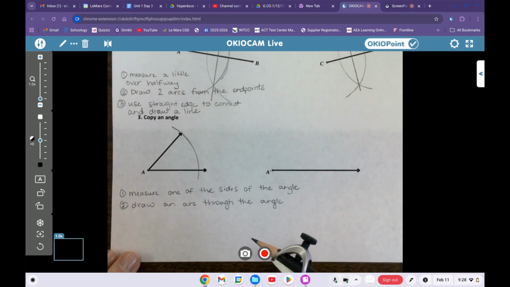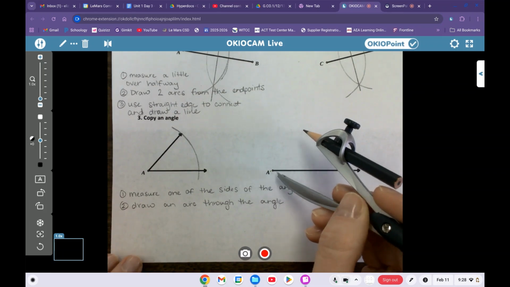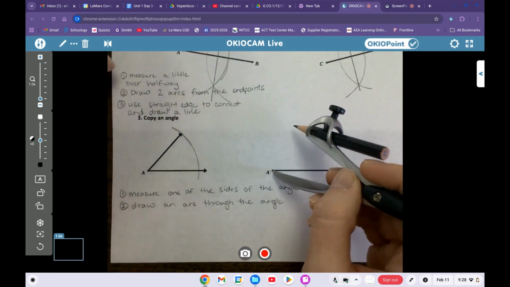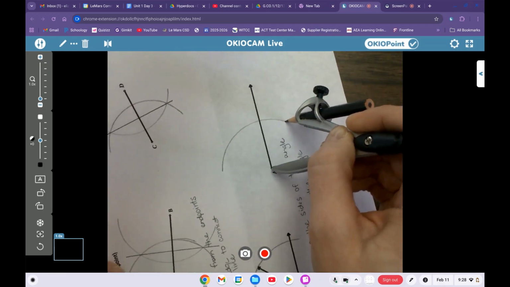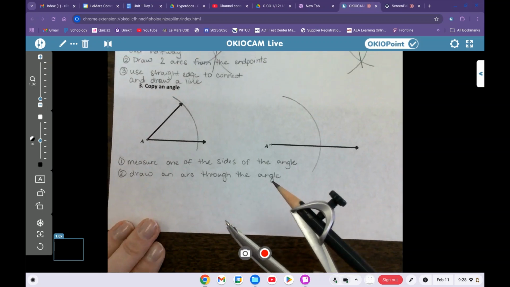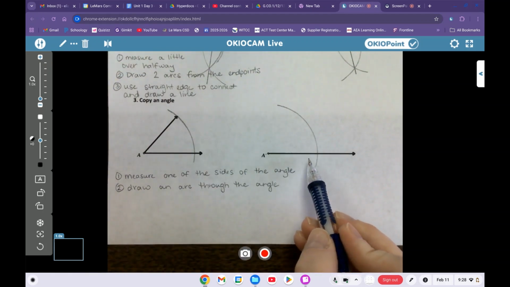And now, using that same measurement, I'm going to also come over here to A prime. I'm going to do that exact same thing. So I'm going to keep the same setting, and I'm going to draw another arc over here. Okay, so you should have two arcs that look pretty much the same, but you've got one on the angle and you've got one over here.